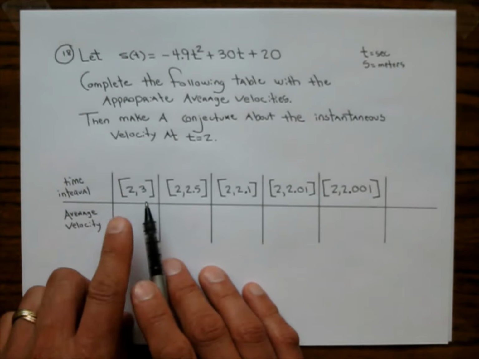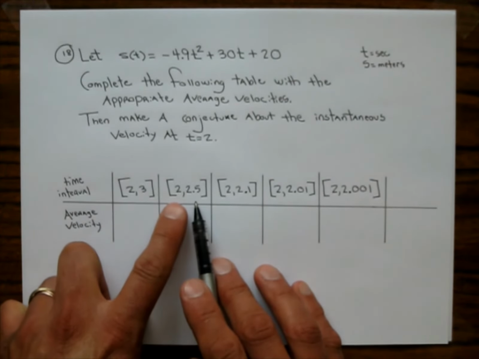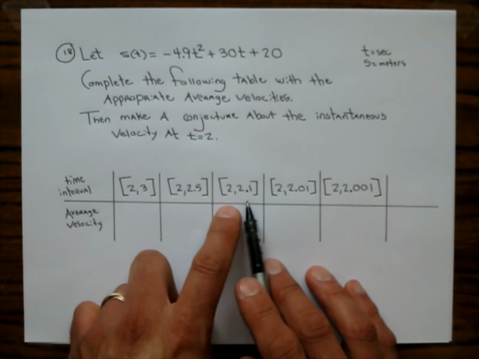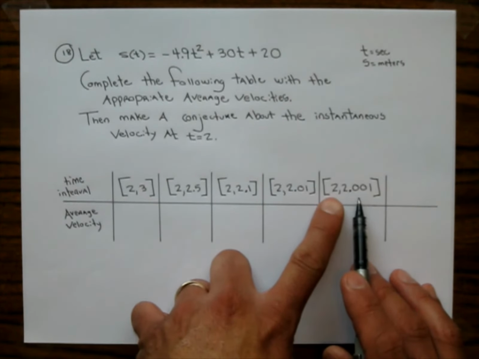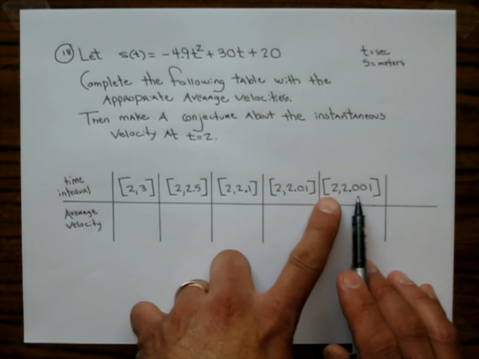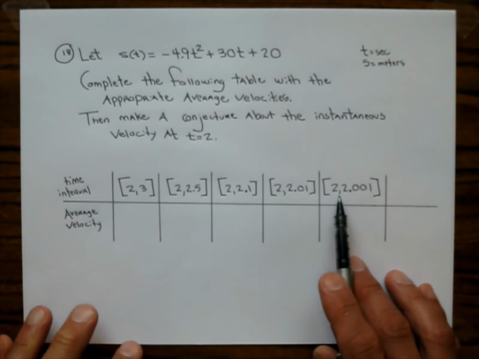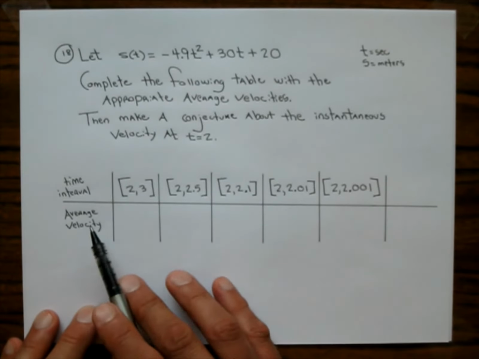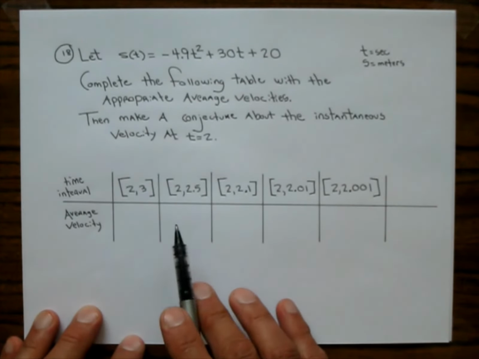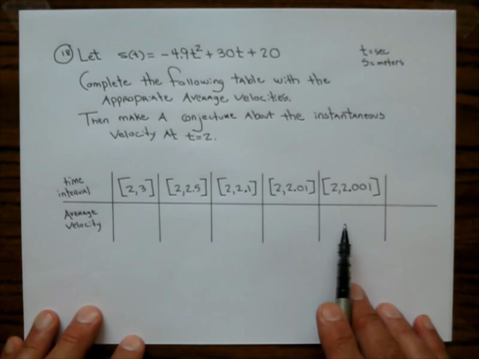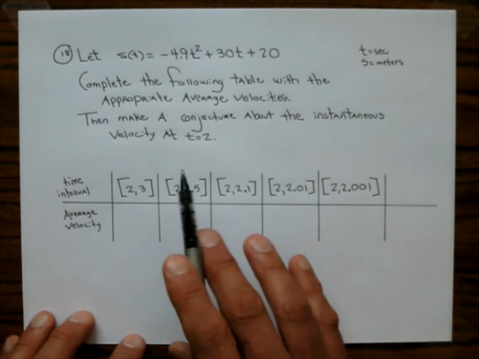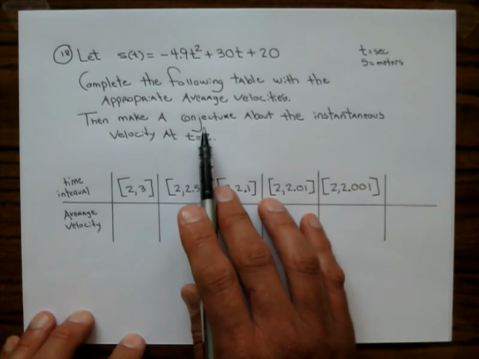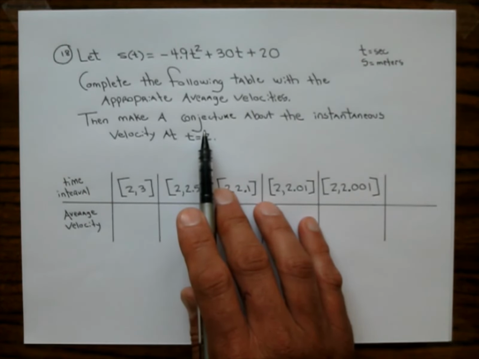So notice, look at the time interval. We have 2 to 3, and then 2 to 2.5, and 2 to 2.1. And so the time interval is getting smaller and smaller. The time is staying constant on the left-hand side, but on the right-hand side, it's getting closer to that time. We're going to look at average velocities, fill in the table, and then after we do that, we will make a conjecture. A conjecture is the way of saying we're going to guess.